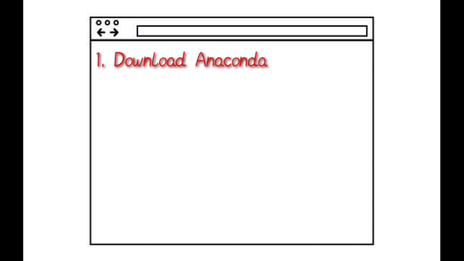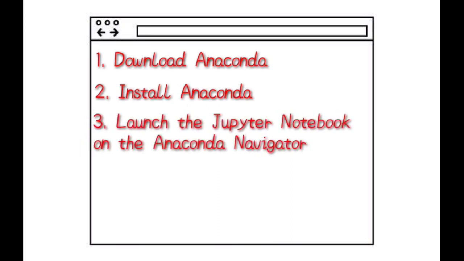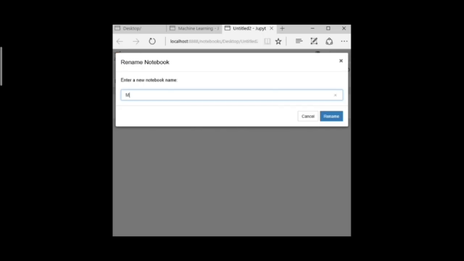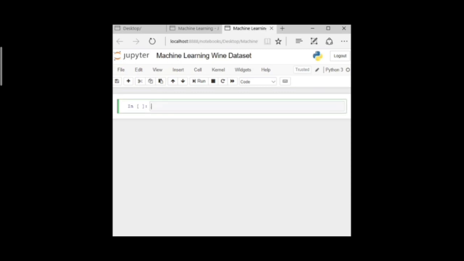Application of machine learning. First, you have to download Anaconda. Second is to install Anaconda. And third is to launch the Jupyter Notebook on the Anaconda Navigator. So after the launch, we have to start the program. First, we have to rename the notebook machine learning wine dataset.